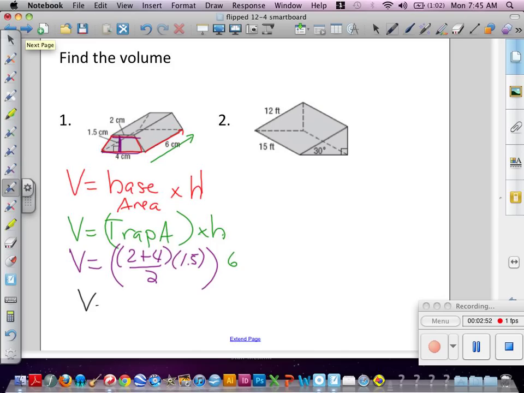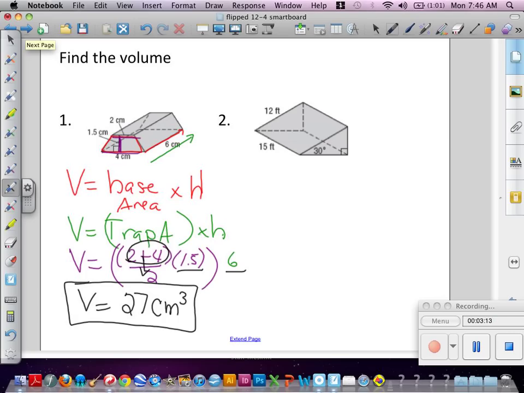All right, so I'm going to take 2 plus 4, which is 6, divided by 2, which is 3, multiply it by 1.5, and then by 6. I'm getting that volume to be 27. Now I'm talking about the number of cubes, so it's centimeters cubed. Let's take a look at example number 2.